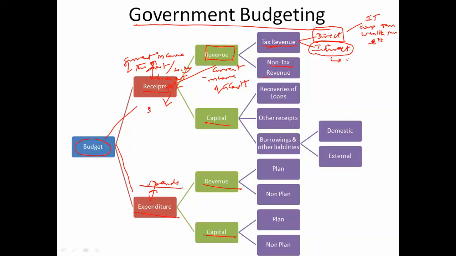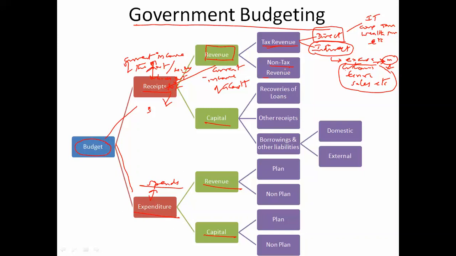Suppose indirect taxes are like excise, customs, service tax, sales tax, etc. So excise tax is levied on manufacturing of goods. So the manufacturer has to pay the tax, but as part of selling his goods, he will transfer the burden of the tax onto the customer. Same is with these other indirect taxes also.